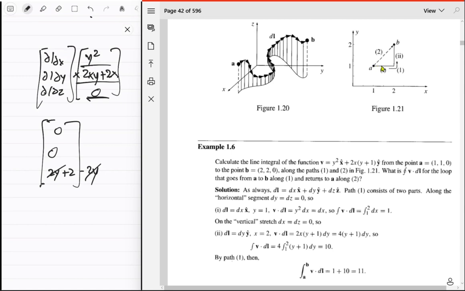So along this path, you've got this function dotted with dl. Just y squared dx. Y squared is constant, it's just constantly 1. So dx, the change in x, is just 1. So the first part is just 1. Then the next part, we are doing dy over there, that's 0 over there. Got it. Yes, just 2xy plus 2x dotted with dy. Well, x is a constant now. X is just 2.